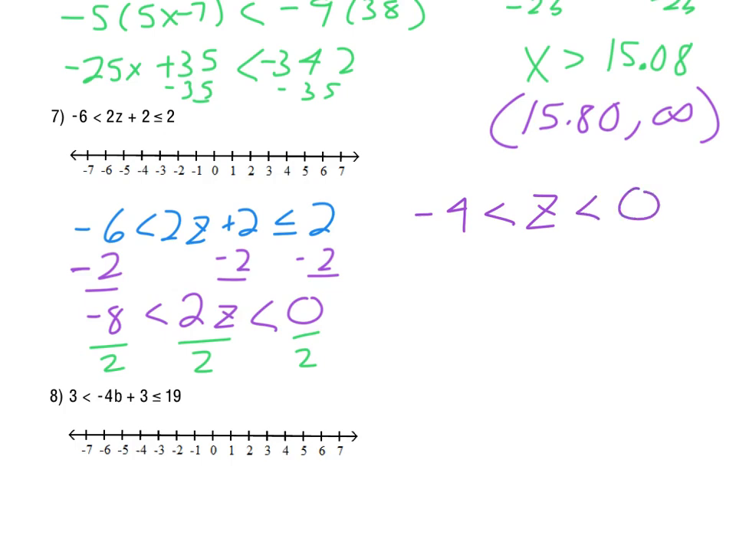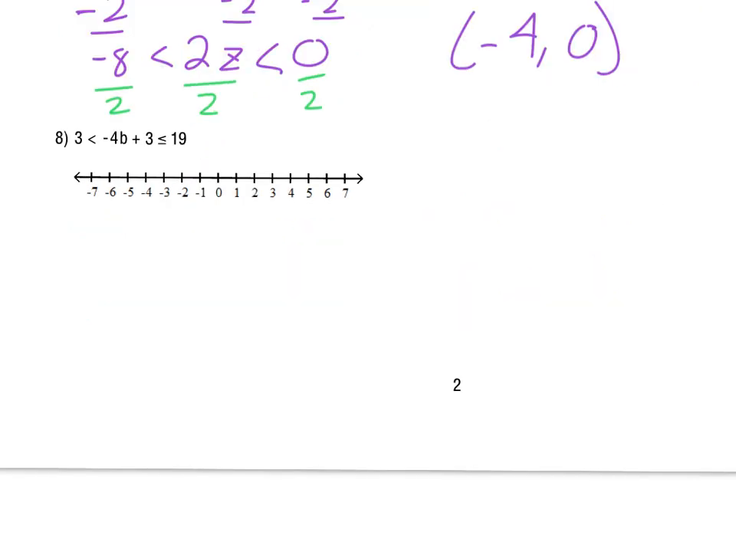Remember, 0 divided by 2 is still just 0. We already have the numbers on here, so it goes from the -4 to 0, and it's all the stuff in between. Interval notation then looks a lot like an ordered pair, so we should understand from the context that that's interval notation.